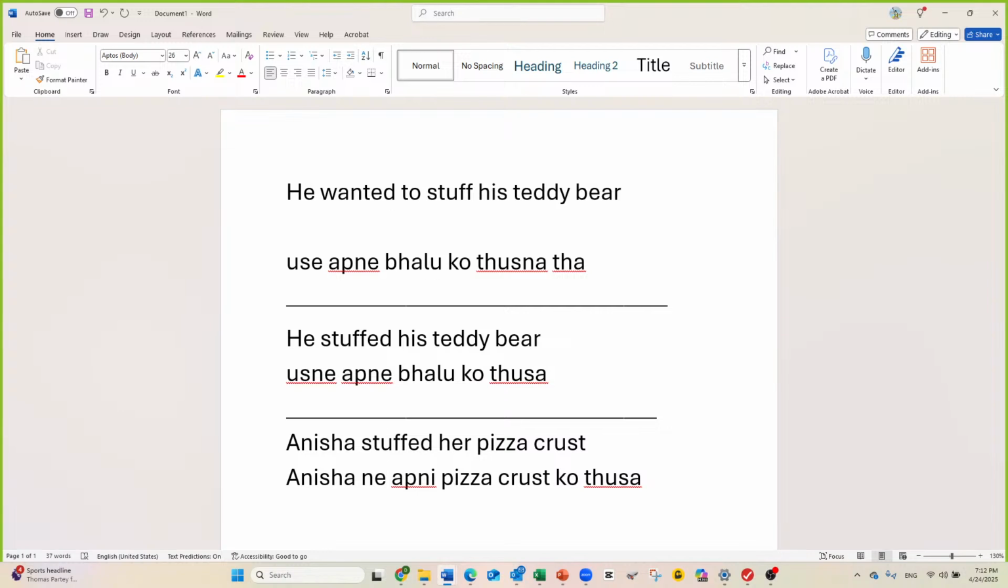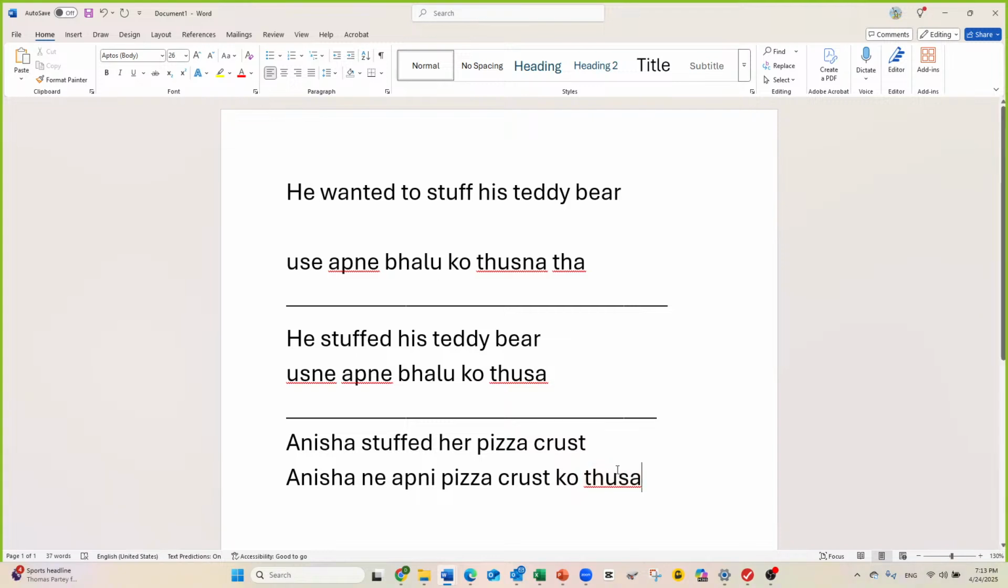Now wait, tell me, didn't you say that if after the ne, the verb stops following her and follows the thing, then it has to be apne? It follows the object, pizza. So it doesn't follow Anisha, and so it is not thusi. It's thusa. That's the reason.